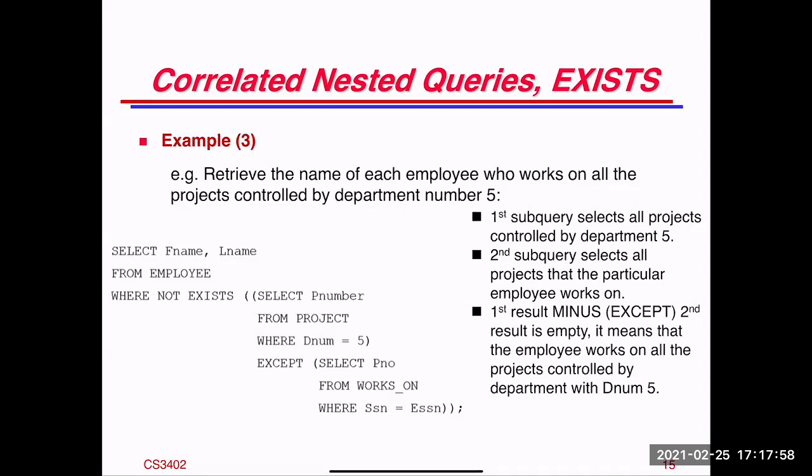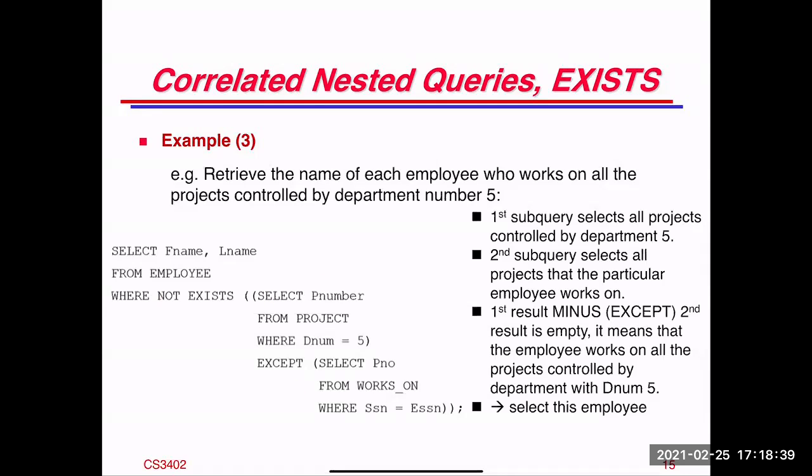So if that is empty, then what does that mean? Well, it means that the employee works on all projects that are controlled by the department with department number 5, right? Because I removed all the projects that this employee is working on from the projects that are controlled by the department number 5. So if nothing is left, then clearly he's working on all projects controlled by the department number 5, and therefore I will include this employee here in my outer query because this where clause now, this not exists, will evaluate to true because this is empty.